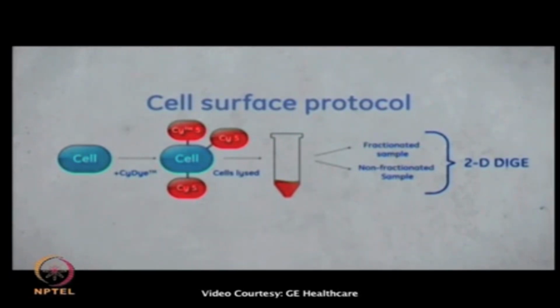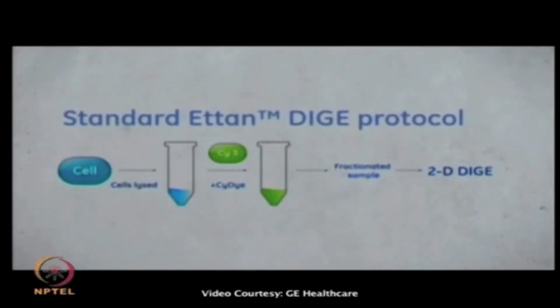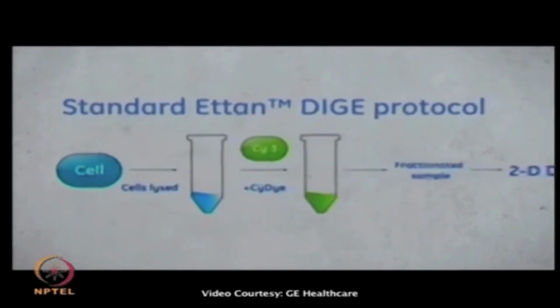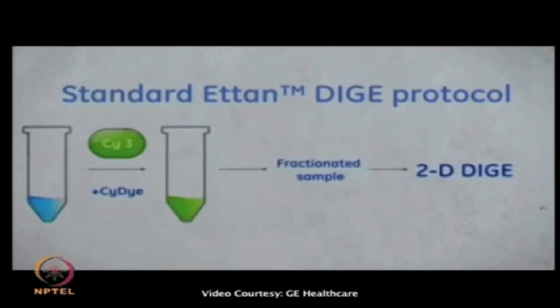This fractionation analysis is not necessary, but was done here just to show that the cell surface protocol is specific for cell surface proteins. We also performed the standard CyDye labeling protocol, seen below. The cells are lysed before labeling, and in this way all cellular proteins are accessible for labeling. After the labeling step, the samples are subjected to 2D electrophoresis.